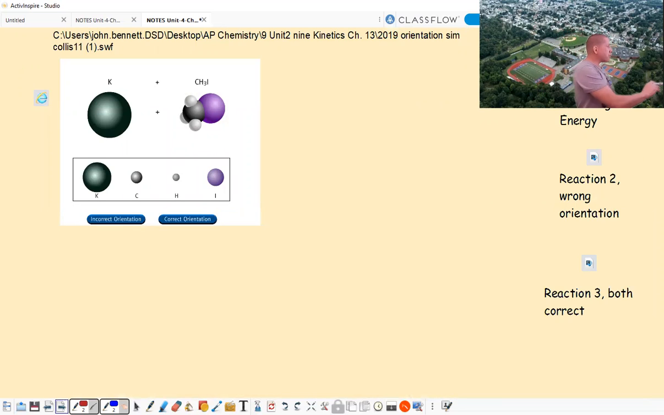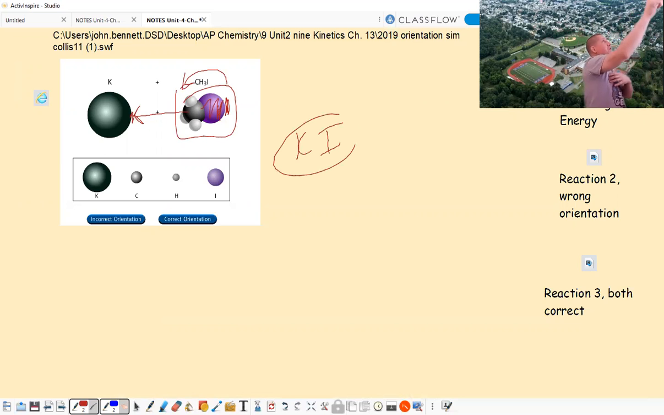Okay, so I was talking about orientation. I was trying to draw a picture, and when I created this flip chart, years ago, I always had this animation to show you where the orientation was either correct or incorrect. If I clicked incorrect orientation, it would hit as it is right now, because one of the products of this is KI. So the K has to hit the iodine. And if it hits at this angle right here, even if it has enough energy, it's the wrong orientation. But if we flip this molecule around, and the purple hits the potassium, then you get the reaction that you're looking for with KI.